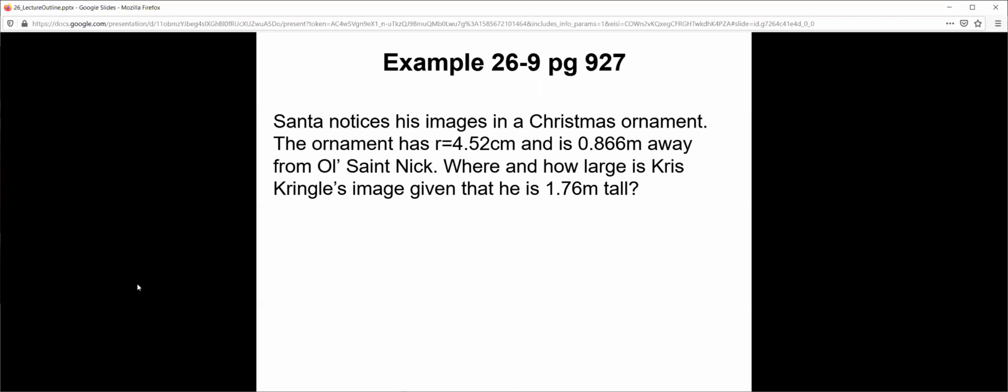So let's do an example from page 927. Santa Claus notices his image in a Christmas ornament. Shiny Christmas ornament, right? We all probably have a silver ornament on our tree at Christmas time. This ornament has a radius of 4.52 centimeters and is 0.866 meters away from Old St. Nick. When Kris Kringle looks at this ornament, where and how large is his image, given that he himself is 1.76 meters tall? So when he looks at the ornament, how big is he in the ornament, and where is he in the ornament in representation to the image.